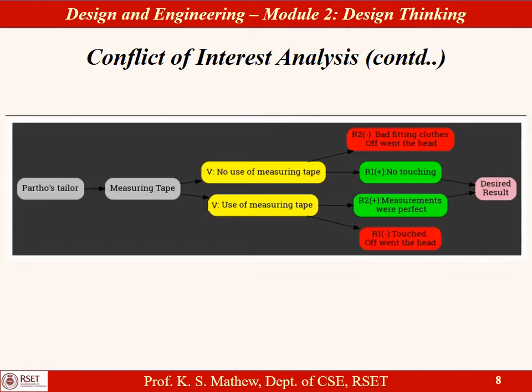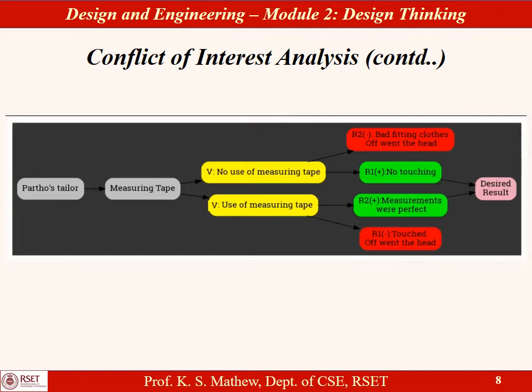So these are the scenarios. The value is no use of measuring tape. The consequence is bad fitting clothes and the tailor's head going off. But the positive consequence is no touching. Whereas if he uses the measuring tape, the measurements will be perfect and he will be able to stitch a good fitting cloth. But the problem is he will be touching Porthos and he won't like that. He will take his sword and cut his head.